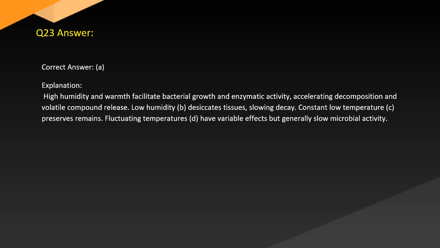Answer. Correct answer, A. Explanation. High humidity and warmth facilitate bacterial growth and enzymatic activity, accelerating decomposition and volatile compound release. Low humidity, B, desiccates tissues, slowing decay. Constant low temperature, C, preserves remains. Fluctuating temperatures, D, have variable effects, but generally slow microbial activity.